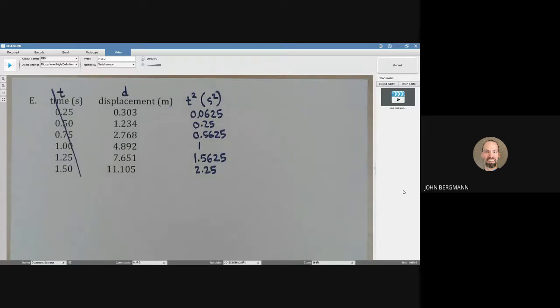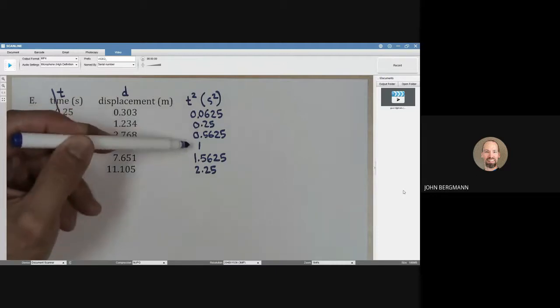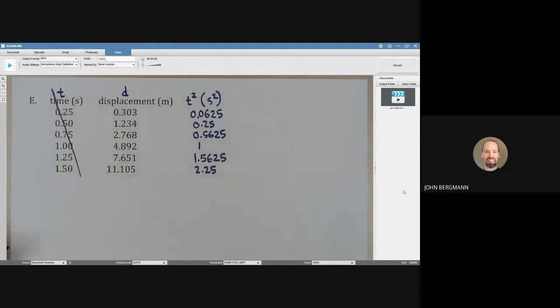Let's check for proportionality now. Here we've got 0.3 to 1.2. That's about a factor of 4. How about this? 0.06. If I multiply that by a factor of 4, it's going to give me about 0.24. Yep, that looks good. Let's do one more. How about 1.2 to about 4.9? That's about a factor of 4. 0.25 to 1, that's about a factor of 4. Looks good.